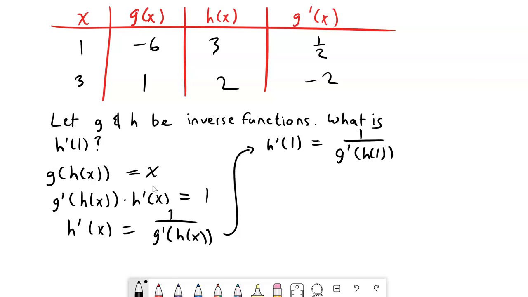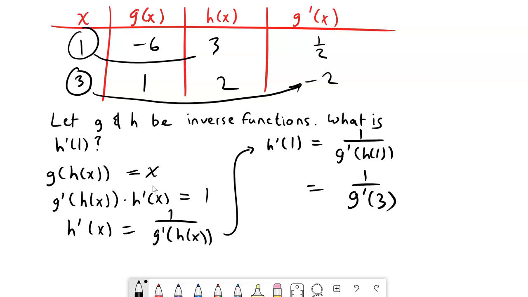So now we can actually look at our table. What is h of 1? If we look at this table, when x is 1, h is 3. So that means it's equal to 1 over g prime of 3. Now we want to look at what g prime of 3 is according to this table. When x is 3, g prime is negative 2. So this is actually equal to negative 1/2.